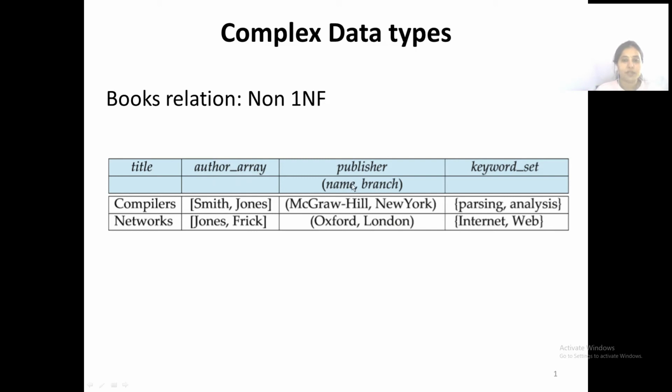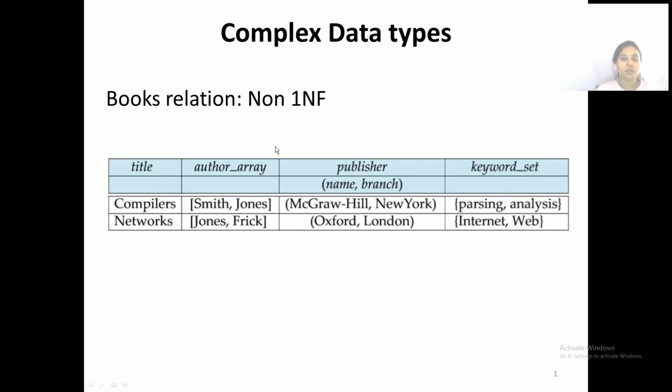The publisher further can be divided into name and branch. So the publisher may have a name, for example, Micro Hill, and its branch is at New York. So this is a composite attribute. Keyword set, again there may be more than one keyword for a particular book. So keyword is a multi-valued attribute.